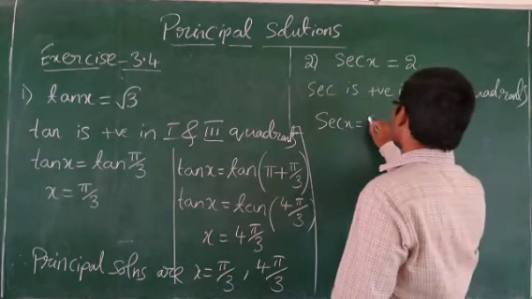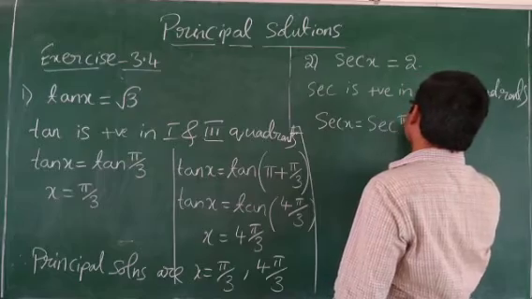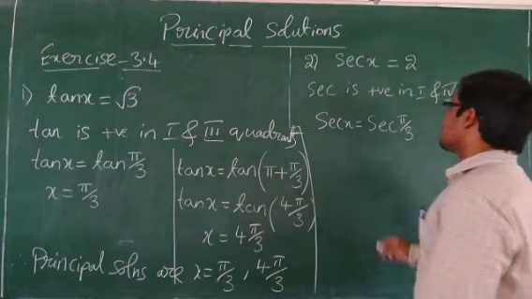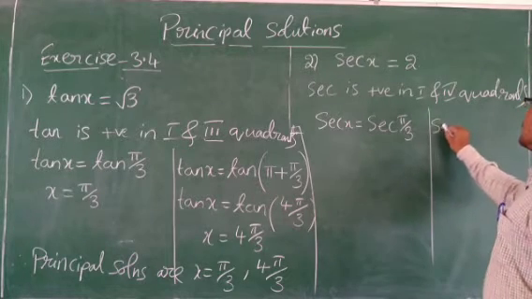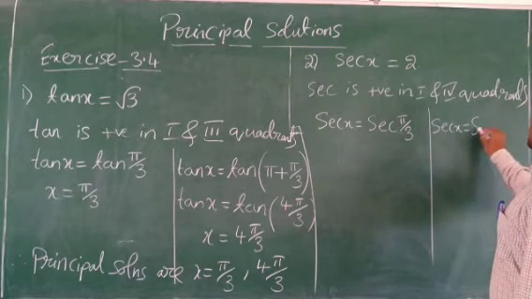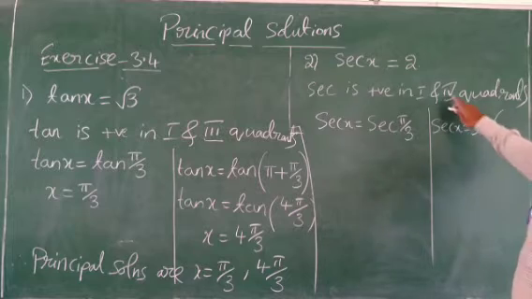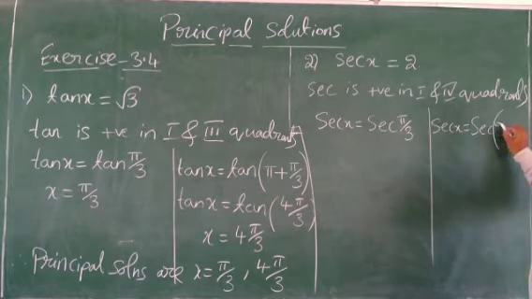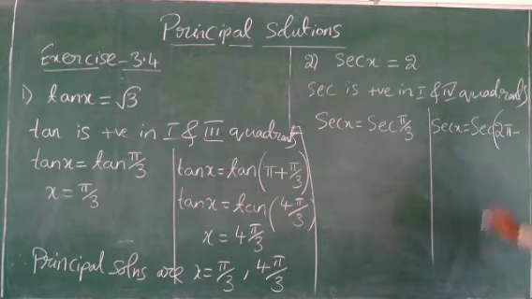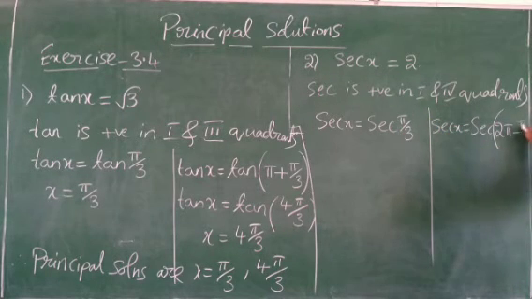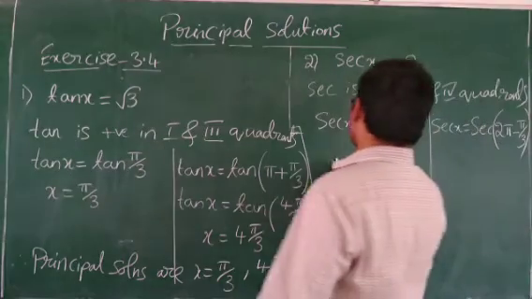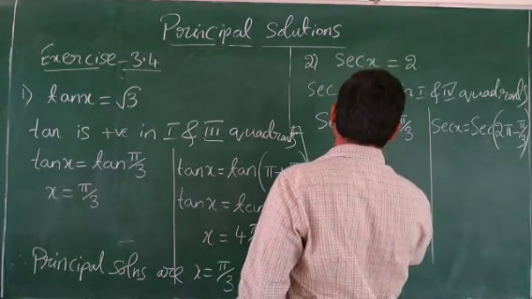So here also we can take secant pi by 3. Secant pi by 3 will be 2. And for another angle, secant x is equal to secant of the fourth quadrant angle. How do we get an angle in the fourth quadrant? 2 pi minus, and we can take the same angle here, pi by 3. So we get here x is equal to pi by 3.